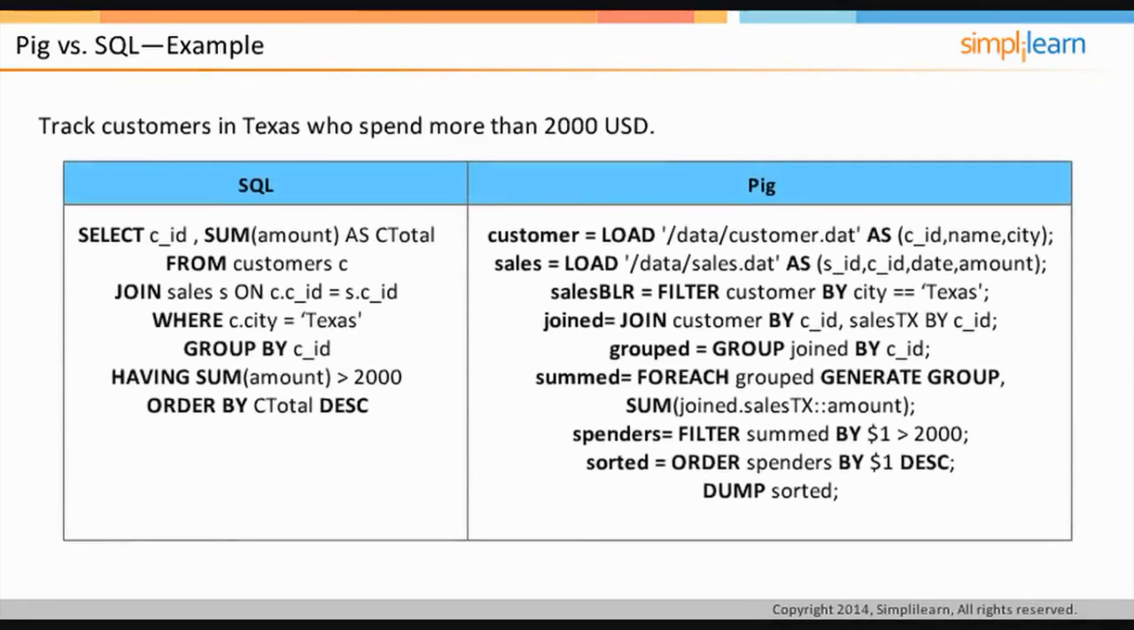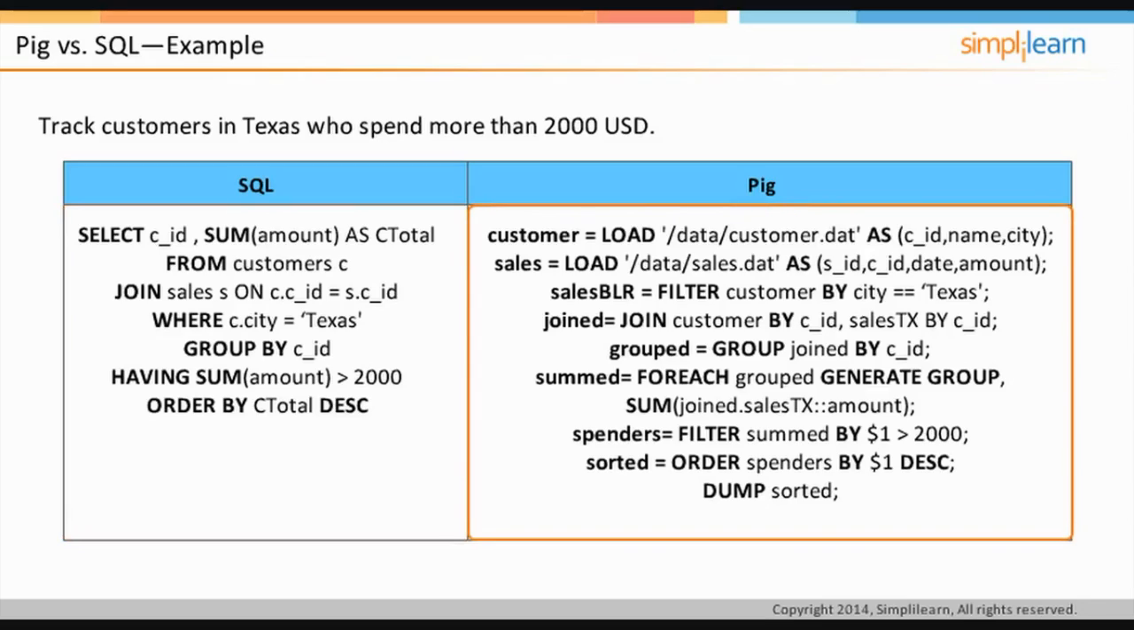Let us look at an example to understand the SQL command and its Pig equivalent command script. The SQL command focuses on the customer table having columns C_ID and C total, which is the sum of amount. It joins the sales table with reference to C_ID, where C.city is Texas. The grouping of C_ID is performed by having the sum of the amount greater than 2,000 ordered in descending order. Let us see how the same function is carried out in Pig.